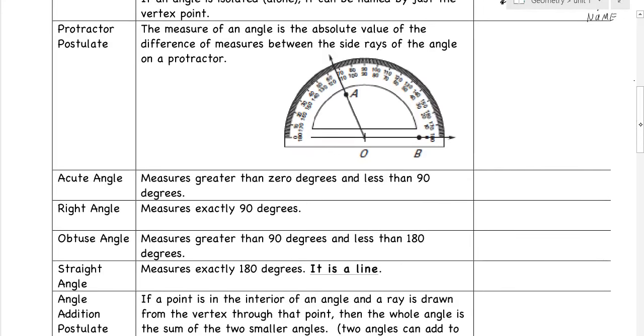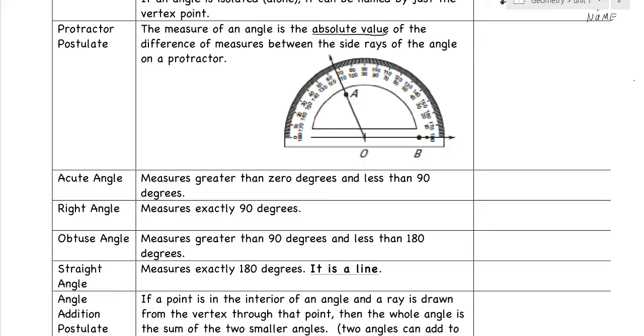We have a protractor postulate, which is the angle version of the ruler postulate. It tells you to measure your angle. Get a protractor, set it on there, figure out how many degrees the rays are open. So that's what the protractor postulate does. It is the same thing as the ruler postulate, except for angles. We have the absolute value because we want to make sure that when we're subtracting, we get the right positive number of degrees they are open from each other.